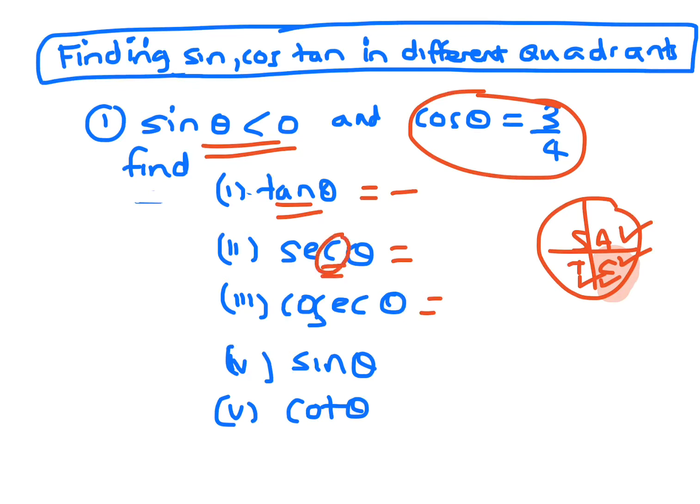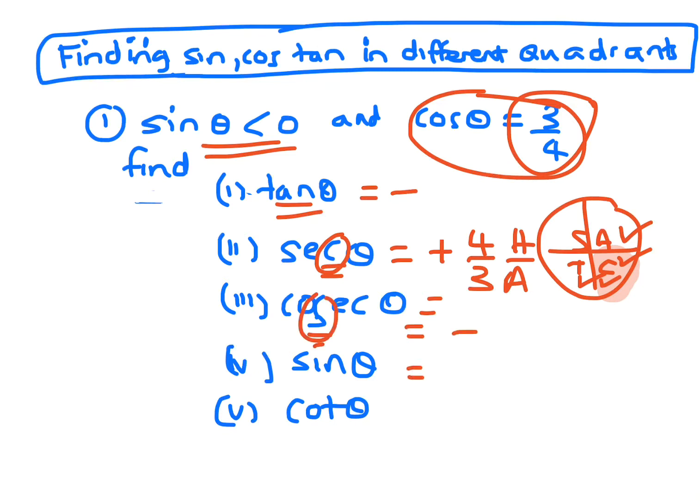Sec, go to the third letter. That's the reciprocal of cos. That will be positive. And we know it's 4 on 3 because it's hypotenuse on adjacent. So we've just got to flip that one over. Cosec, third letter sine. So in that quadrant will be negative. Sine will be negative in that quadrant. And cot, third letter's tan. So that would be negative. So they're the signs. So first of all, you get the sign of the trig function first.